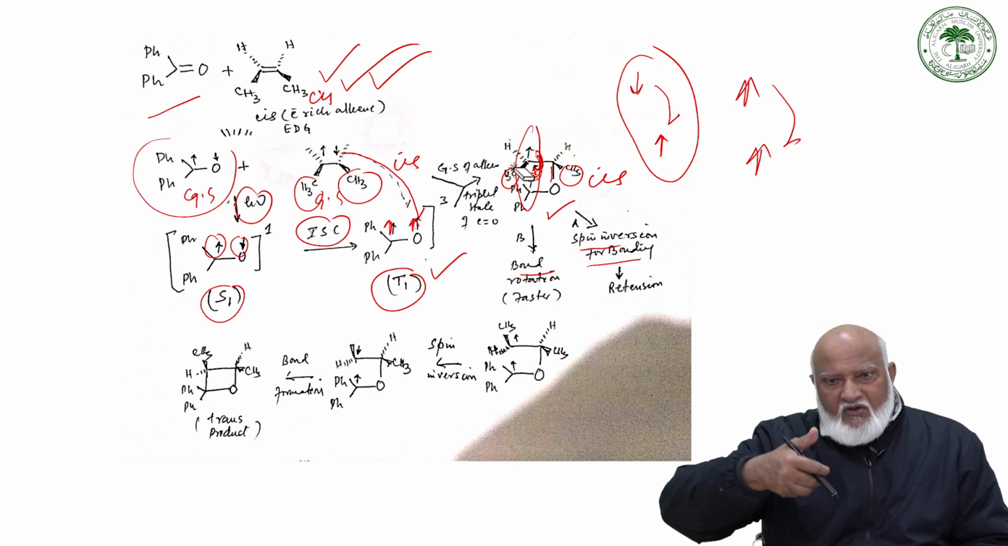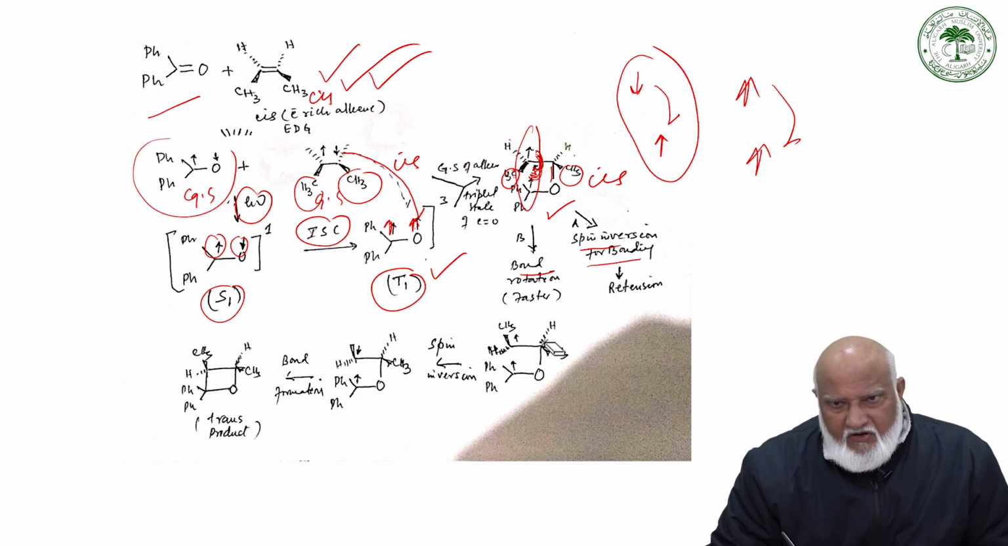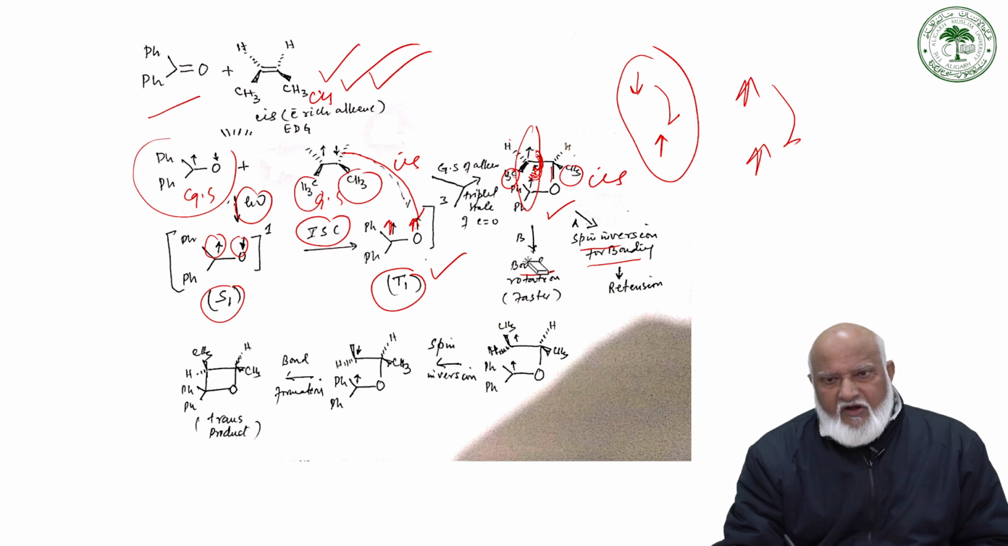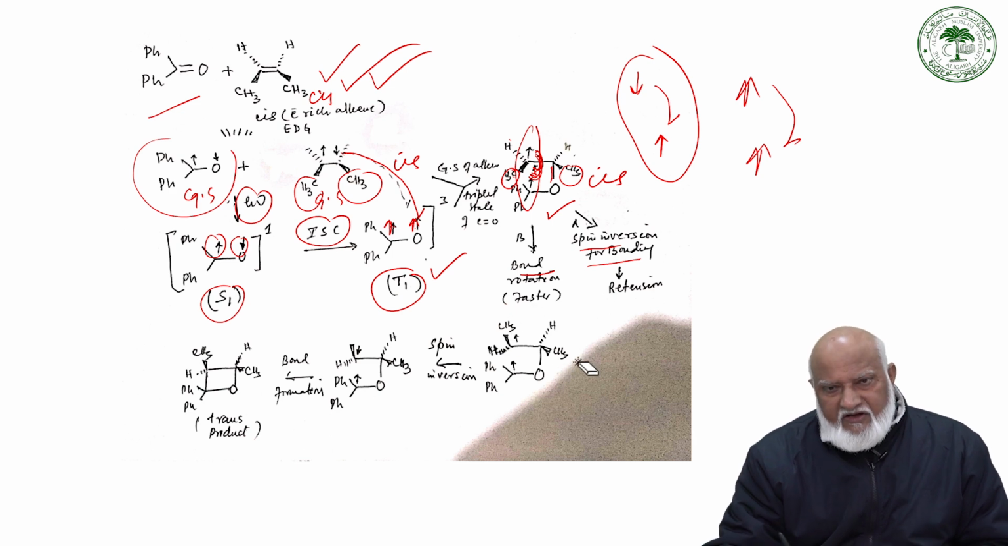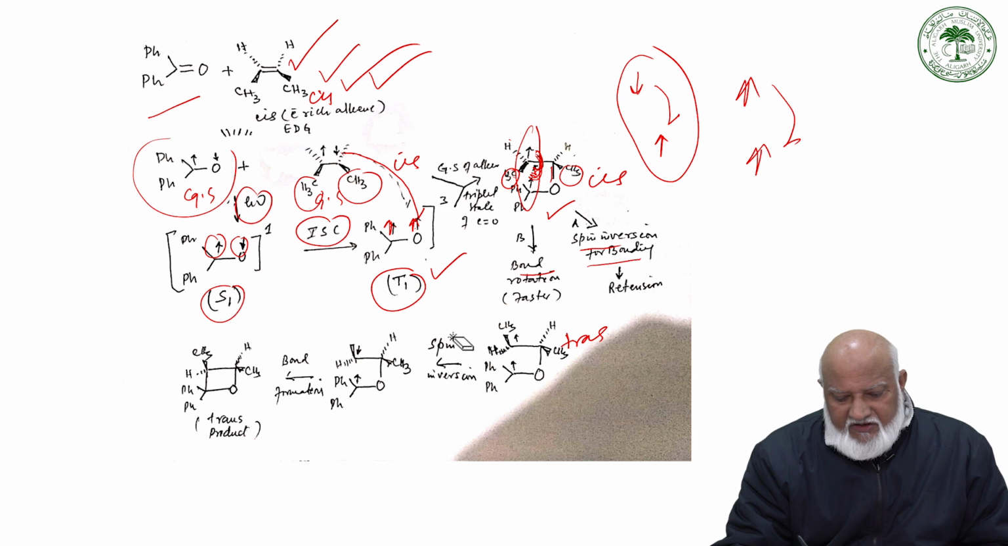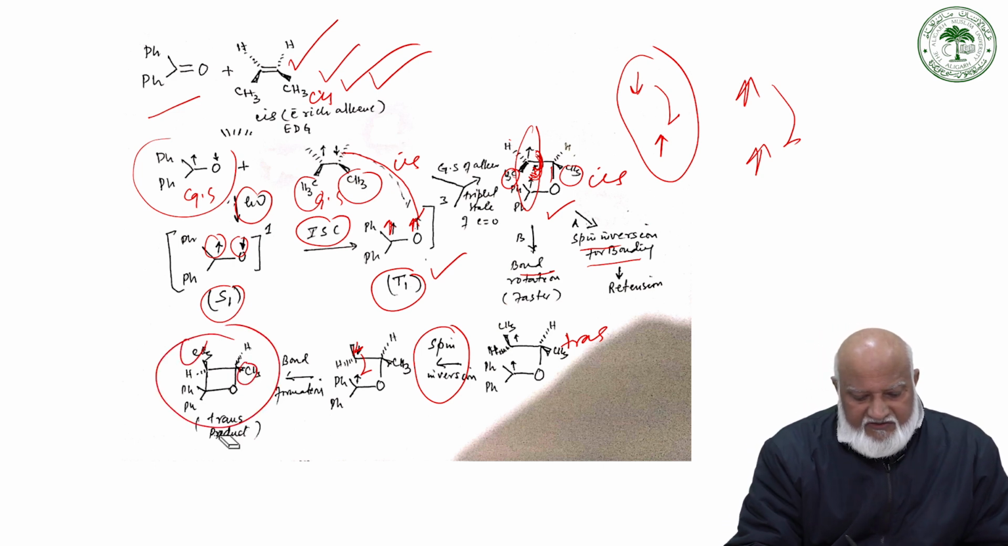Now when the bond rotates, the methyl group goes to the opposite direction, but the spin is not changed. The spin orientation of the radical remains the same, and only bond rotation takes place. When bond rotation takes place, the methyl group goes to the other side, and the stereochemistry, which was cis initially, has now become trans. Then it will undergo a spin flip inversion, and form a bond to give this product, which is now a trans.